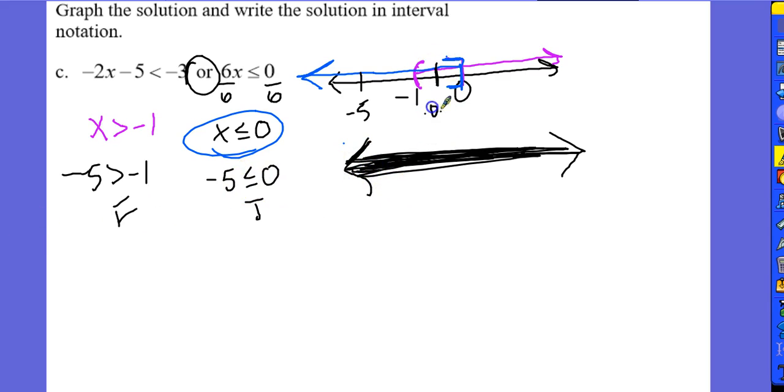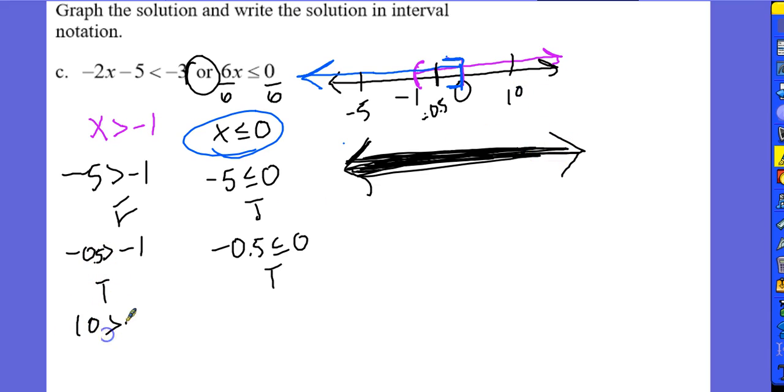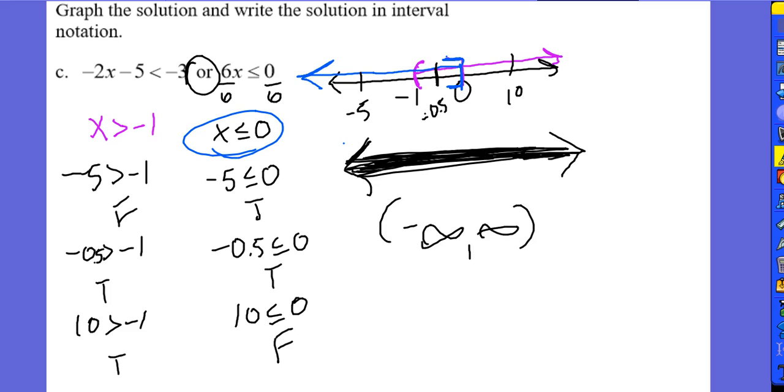What if I do -half? -half is greater than -1. Is that true? Yep. -half is less than or equal to 0. That's true. So I can still include that because it's true. And what if I pick 10? 10 is greater than -1? True. 10 is less than or equal to 0? Doesn't matter because it says or. So every single section of my graph has numbers that are true for at least one of my inequalities. So my answer, -infinity to infinity.